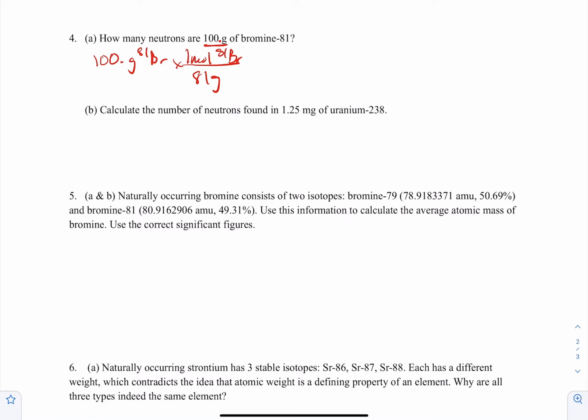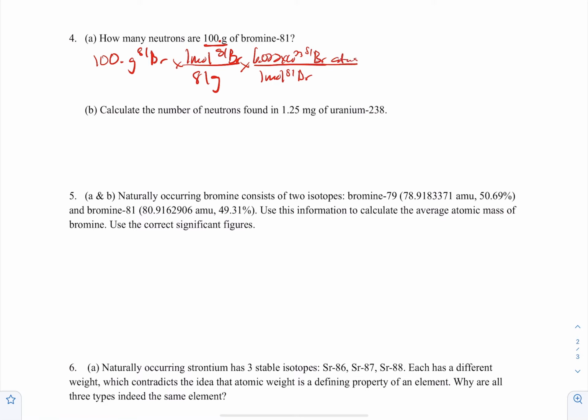And I'm not looking for moles of bromine, right? If I stopped here, I would find out moles of bromine. But I don't need moles. I need neutrons, right? So let's go to atoms next. So I would say, okay, 1 mole of bromine-81 has 6.022 times 10 to the 23 bromine-81 atoms.